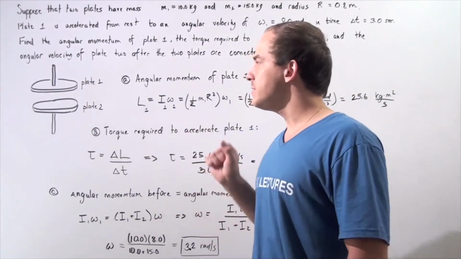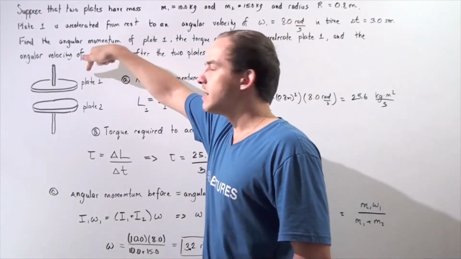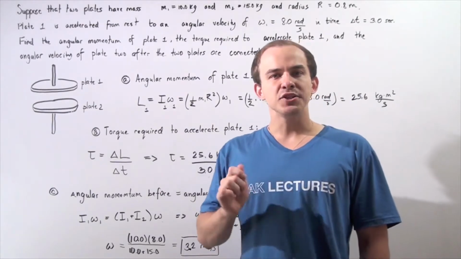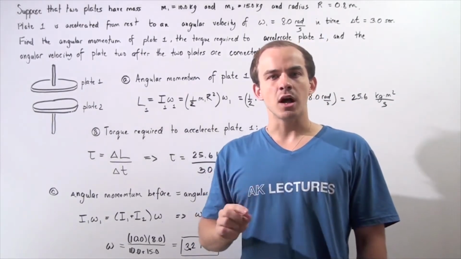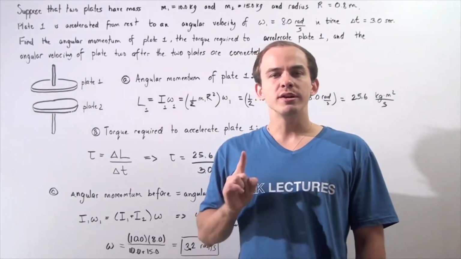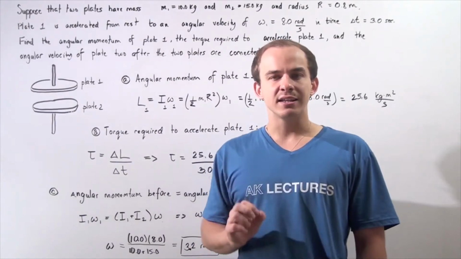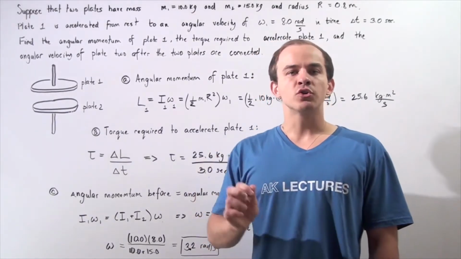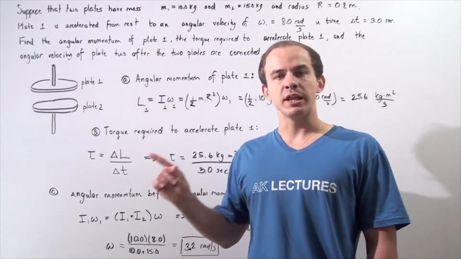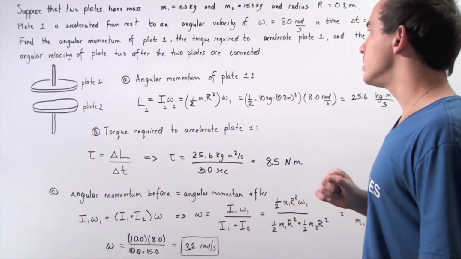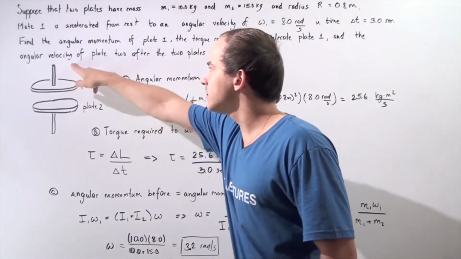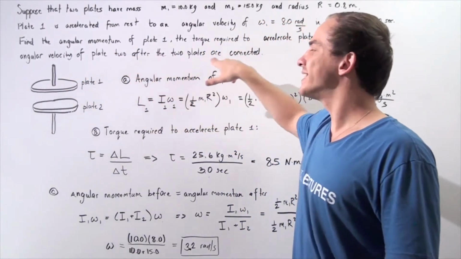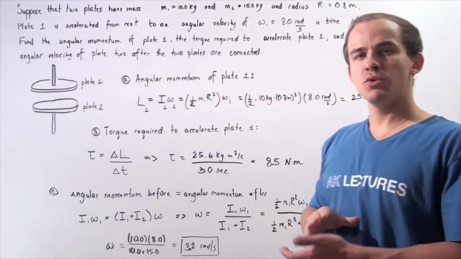What happens in the beginning is we accelerate plate 1 to an angular velocity of 8 radians per second in a time interval of 3 seconds. Knowing that information, we'd like to calculate the angular momentum of plate 1, the torque required to accelerate plate 1, and we also want to calculate the angular velocity of plate 2 after the two plates are connected. So let's begin with part A.